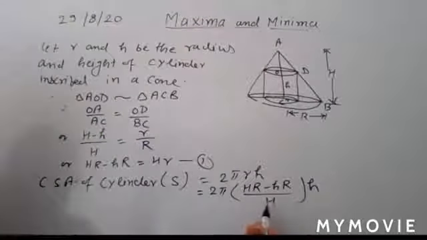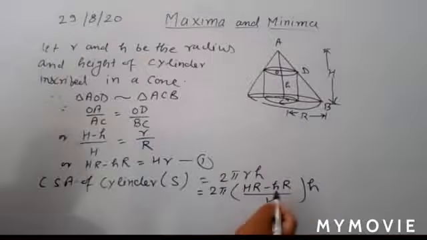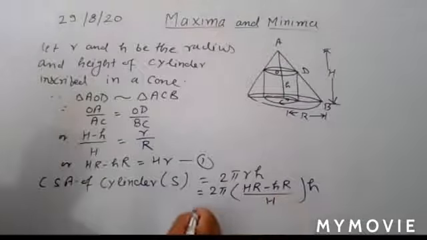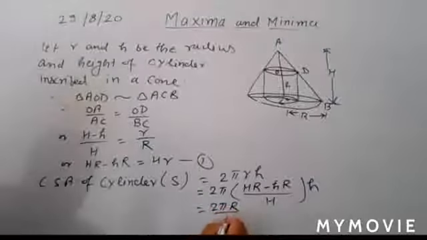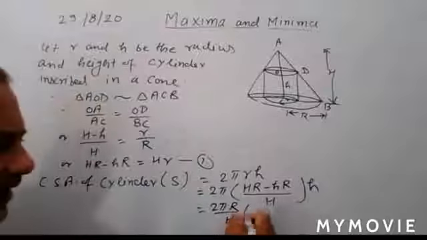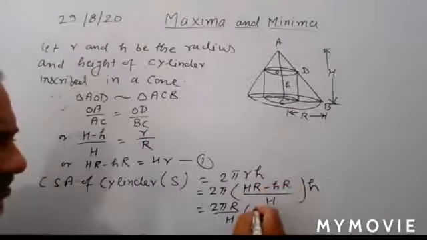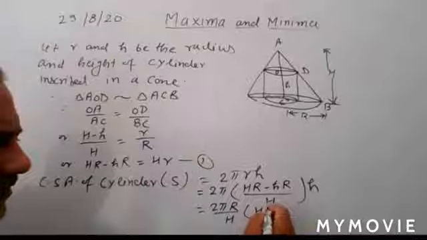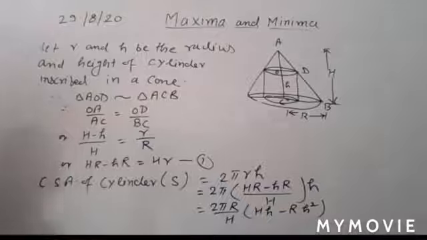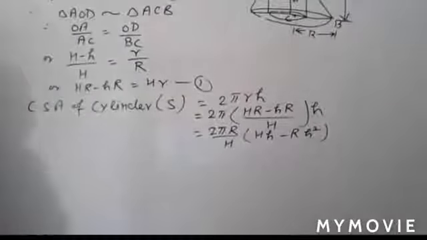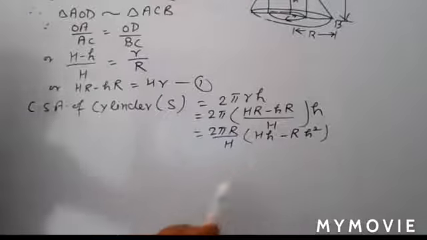So here capital H is just like constant. And capital R is also constant. So you can take it out. So 2 pi capital R upon capital H. You can write in this way. And here you multiplying by h. So you have H small h minus capital R into h square. So that gives the surface area of cylinder. And you have to maximize it. You have to maximize it. Is it clear? Clear up to this stage?